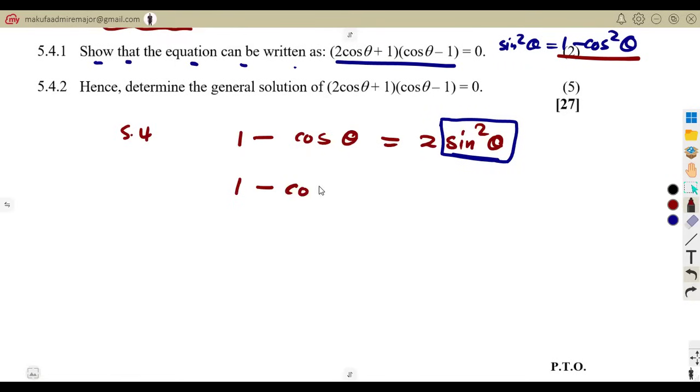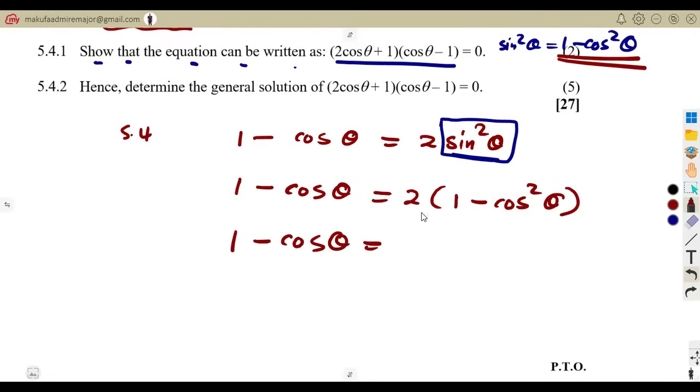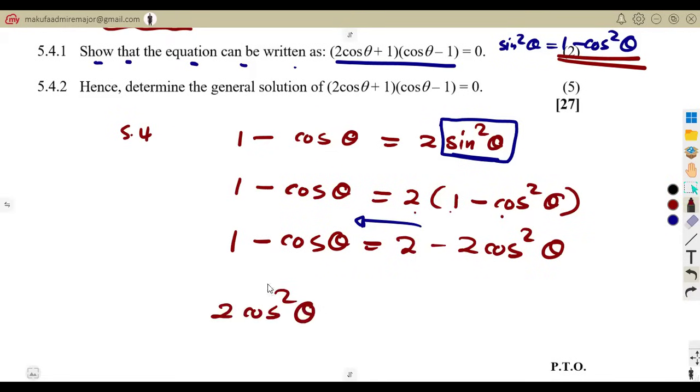All right, so 1 minus cos theta is equal to 2 times this sine squared, which is 2 into 1 minus cos squared theta. Expand by 2. That's 2 times 1, which is 2, and 2 times this, which is minus 2 cos squared theta. So that's a quadratic equation, as we can see the highest exponent there is a 2. So take this to the other side. It is going to be 2 cos squared theta.